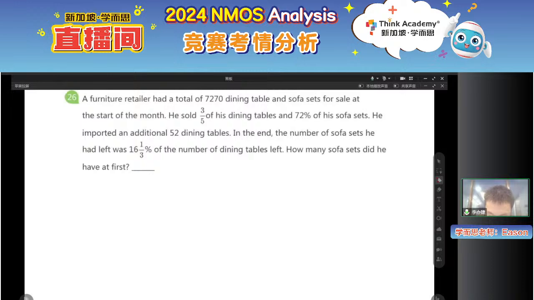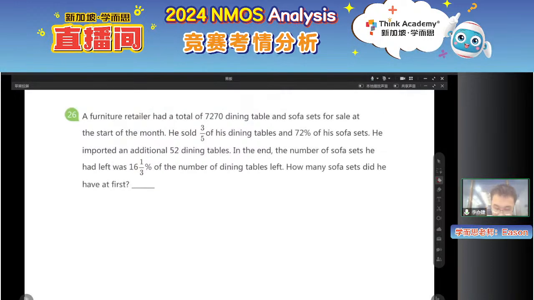So the total of dining tables and sofas is 7270. Initially the total is 7270. So maybe we just make these X and Y here. Firstly, he sold 3 over 5 of the dining tables. But for this question, we only care about the remaining, right? So in the first process, sold 3 over 5, so remaining is 2 over 5 x.